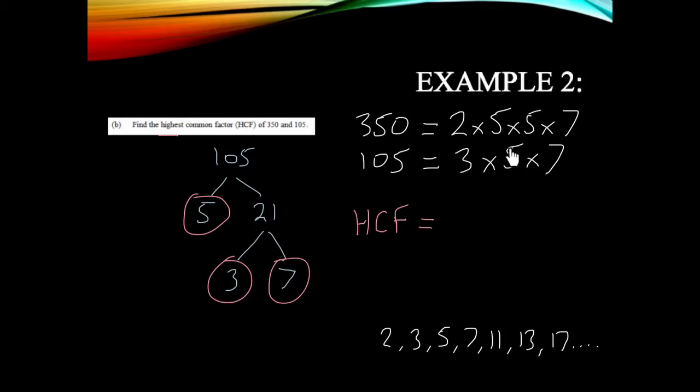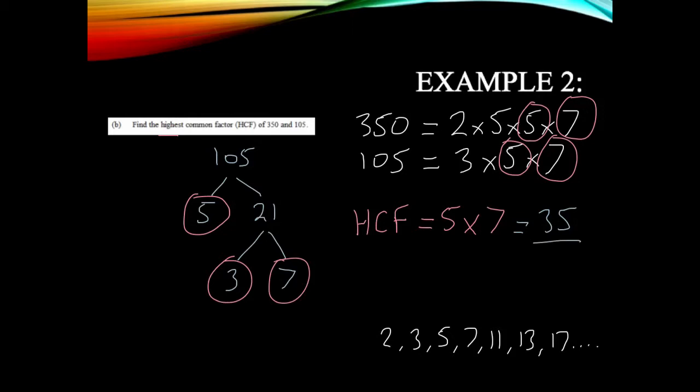But I have got a 5 in this list and a 5 in this list. So I'm going to circle them to say that I'm using them. My highest common factor is going to have a 5 in it. It's also going to have a 7 in it because there's a 7 in both lists. So my highest common factor is 5 times 7. You've got to be really careful when you're doing this not to write both down. If there's a pair of numbers, we're just writing 1 down here. So the highest common factor, the biggest number that goes into both 350 and 105, is 35.